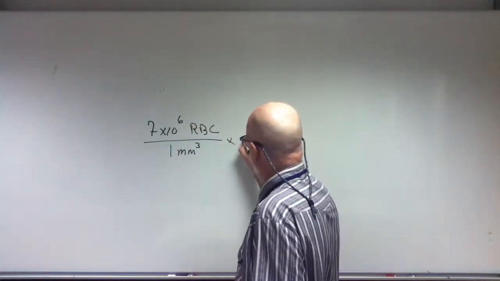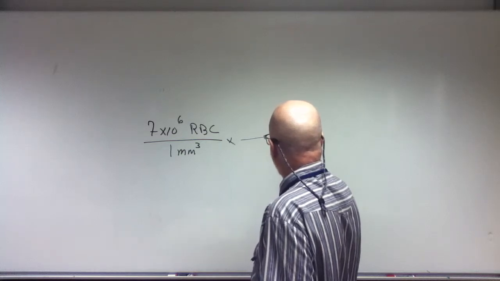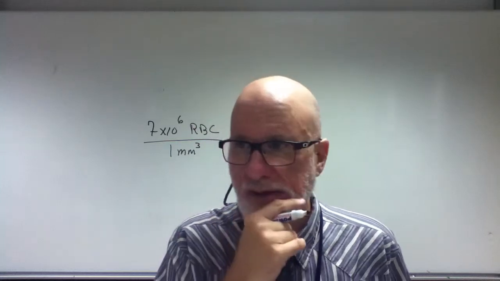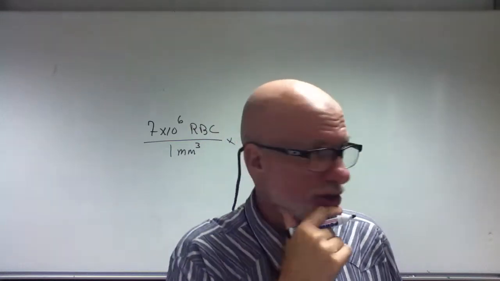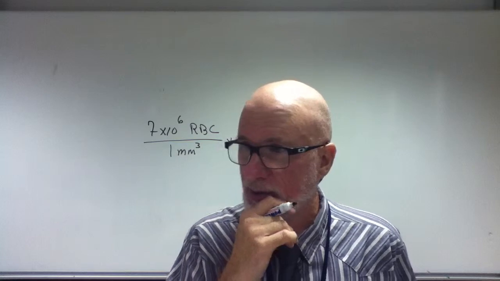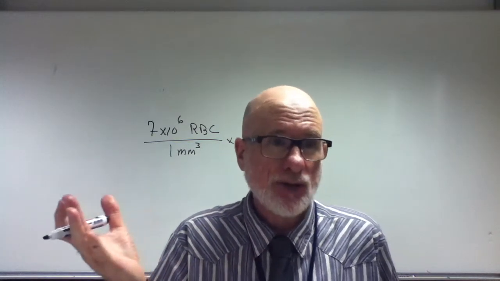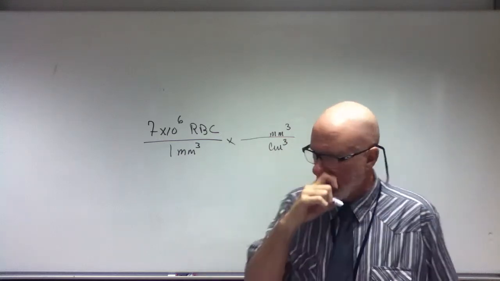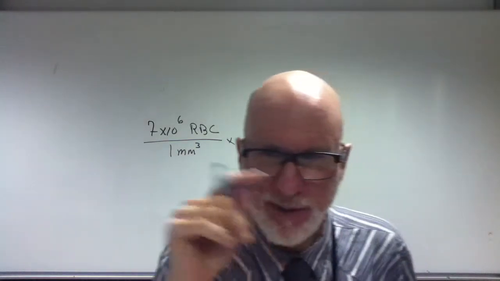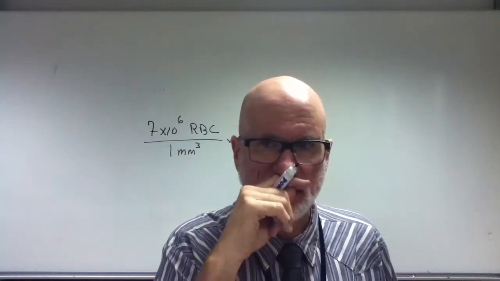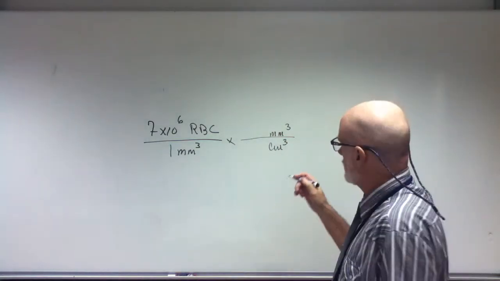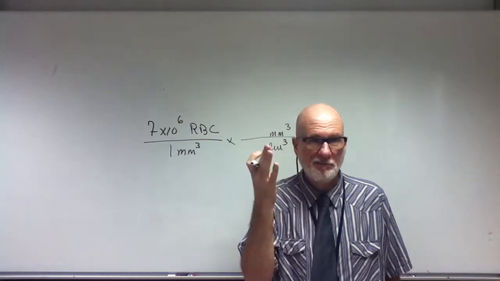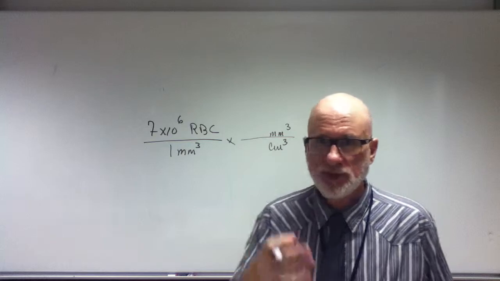So I want to get rid of millimeters cubed and go to what? What do I know? Can I go to centimeters cubed or decimeters cubed? I can do that, right? So how many millimeters in a centimeter? 10, right? Okay. So then cube it. Yeah, but think base 10.